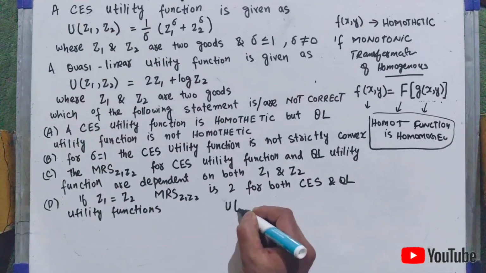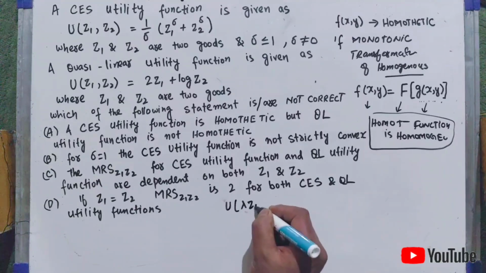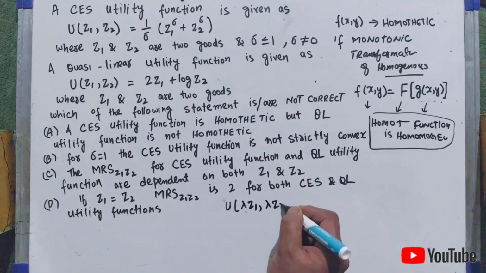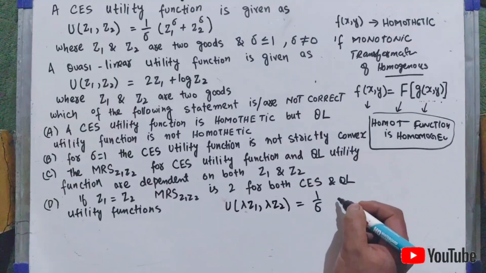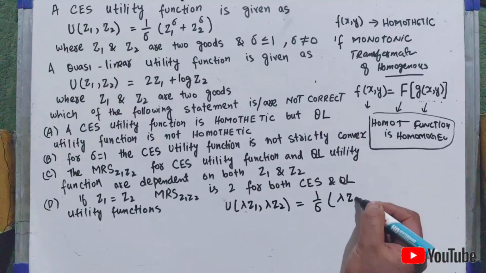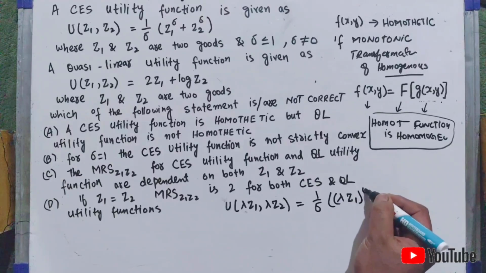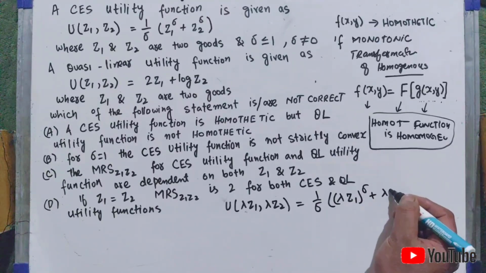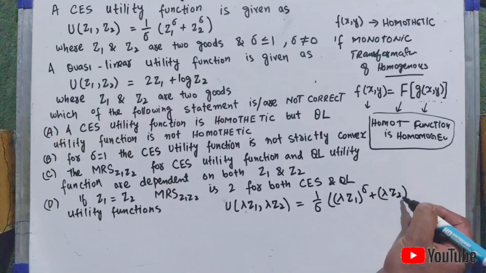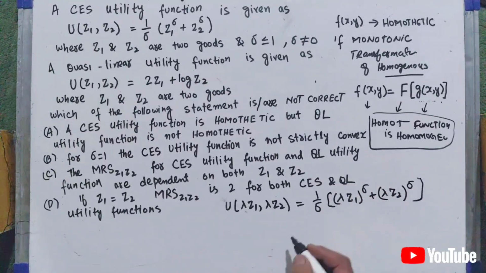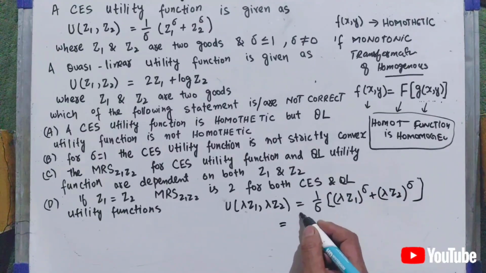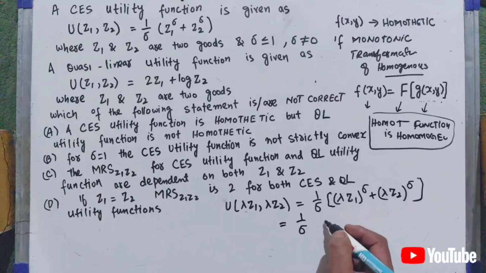So we have u of (lambda times z1, lambda times z2), which should be equal to 1 upon delta times, in place of z1 we have (lambda times z1) whole raised to the power delta plus (lambda times z2) whole raised to the power delta, which is equal to 1 upon delta. So let's take lambda common.